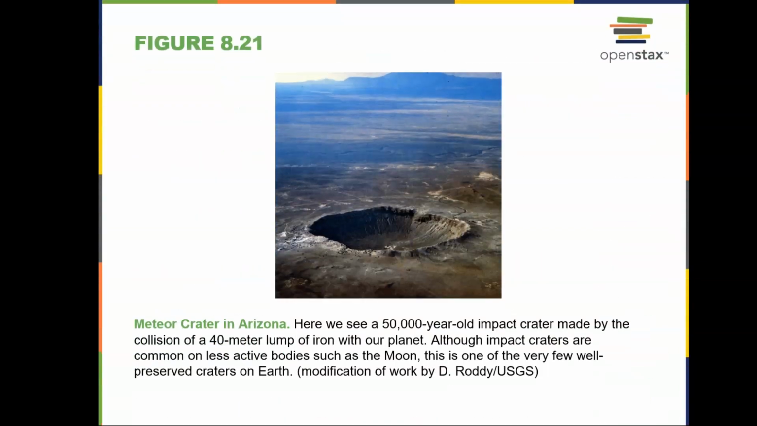Here we can see the best-known recent crater on Earth that was formed about 50,000 years ago in Arizona. The projectile in this case was a lump of iron about 40 meters in diameter, now called Meteor Crater.